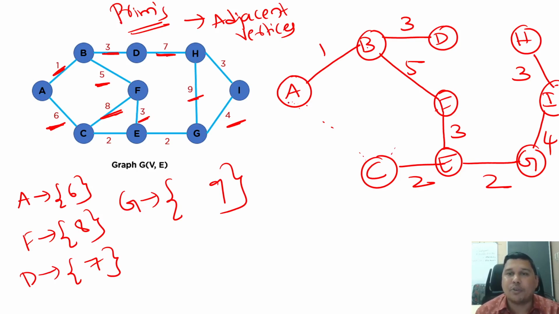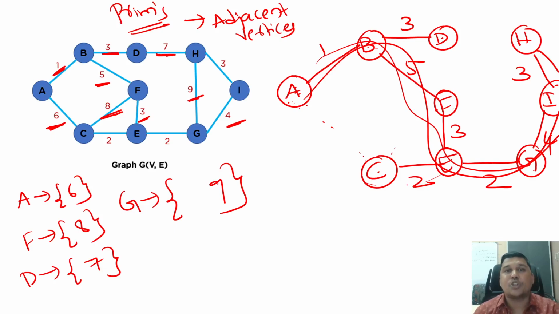See, from A do I have a path to B? Yes. From A do I have a path to C? Yes. This way I can go. From A to D, yes. A to E, like this. A to F, yes. A to G, I can still go here. And A to I also I can go here. A to H also I can go here. Like this, from every vertex there should be a path to all the other vertices.